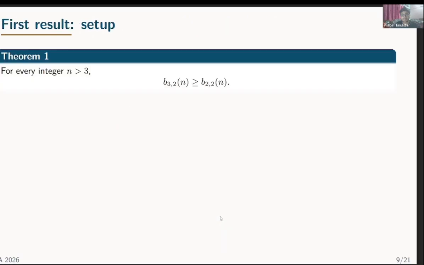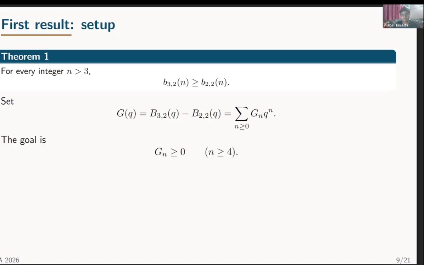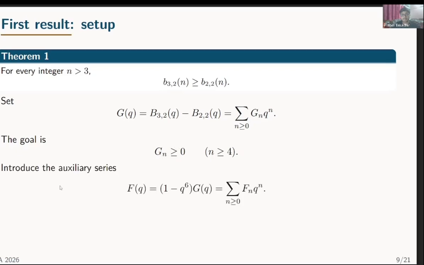Now let us use those generating functions to prove the first inequality. The first result says that b_{3,2}(n) is at least b_{2,2}(n) for n greater than 3. We encode this difference by setting G(q) equal to the capital B_{3,2}(q) minus capital B_{2,2}(q). Proving the theorem means proving the coefficients g(n) are non-negative for n at least 4. Then we introduce the key auxiliary series f(q) as (1 minus q to the power 6) times G(q).